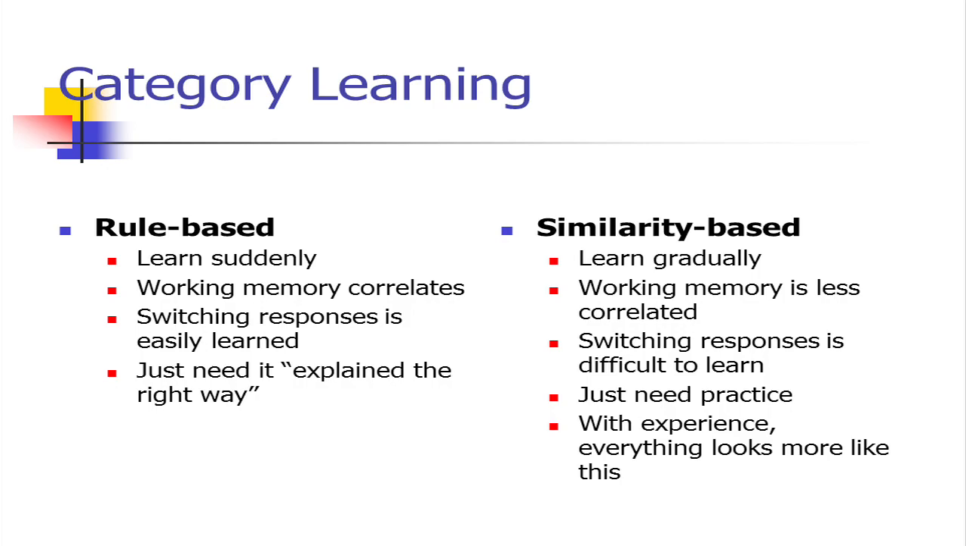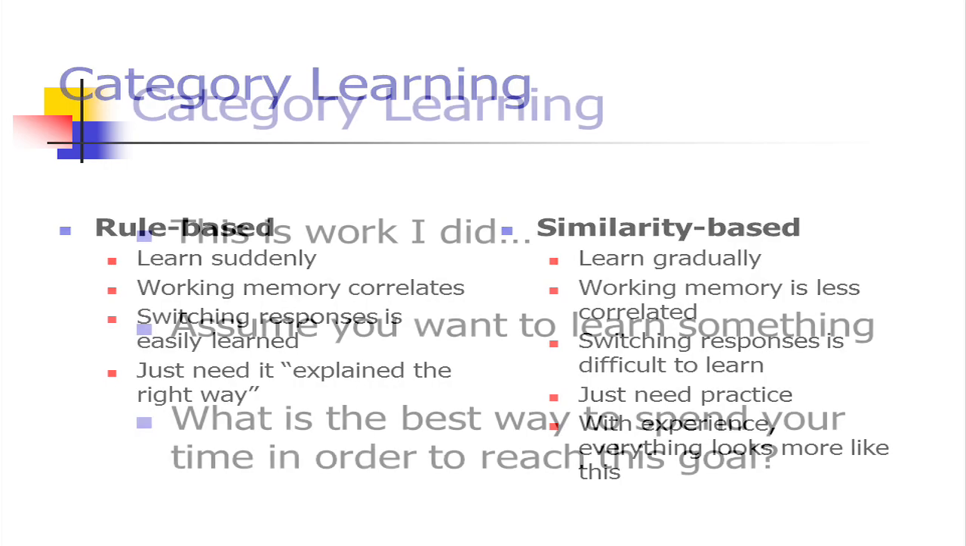It turns out with experience, things tend to shift more towards looking like this similarity-based kind of thing. So what initially might have looked rule-based, over time starts to look more similarity-based. It stops requiring your working memory. It starts to be influenced by this switching of the category labels, whereas initially it wasn't. Initially it wasn't sensitive to those things.